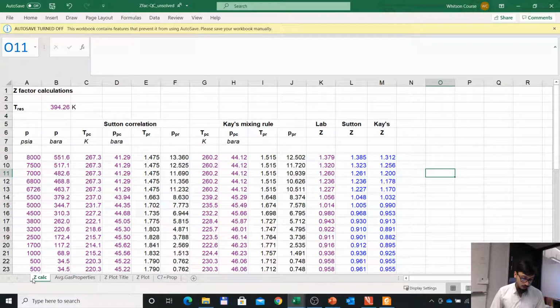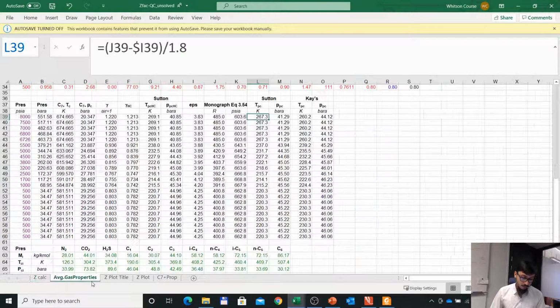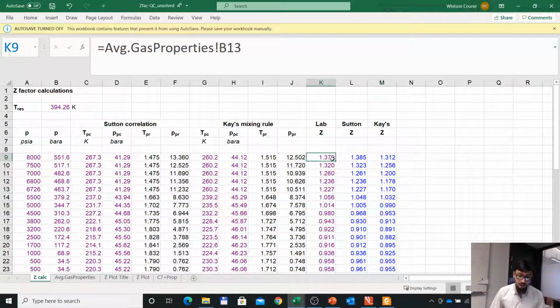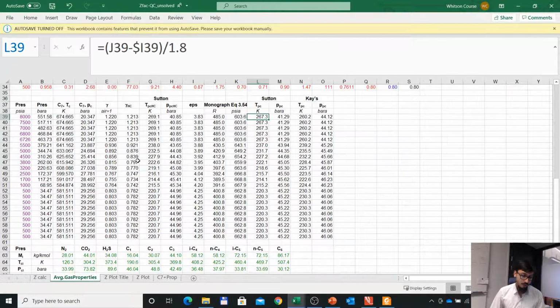And on this first sheet here, they are using this information from the average gas properties, which is TPC and PPC, and the gas Z factors are actually calculated. So you have a set of gas Z factors calculated from a certain correlation and a gas Z factor calculated using the Kay's mixing rule TPC and PPC. And then these are the lab reported gas Z factors, which are linked to this sheet here where we entered the data.